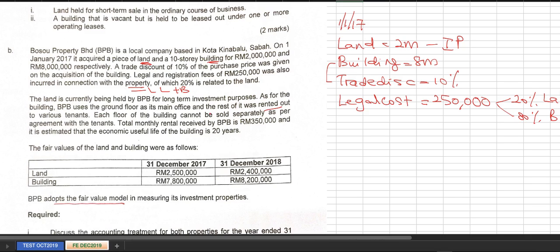Each floor of the building cannot be sold. So this is the condition. When it cannot be sold, that means you cannot recognize them separately. You have to recognize them either as PPE or IP. Since most of the building is rented out, of course it will be recognized as an IP. So this is also an IP, but when you answer later on, you must make sure that you mention this condition in order to recognize it as an IP.